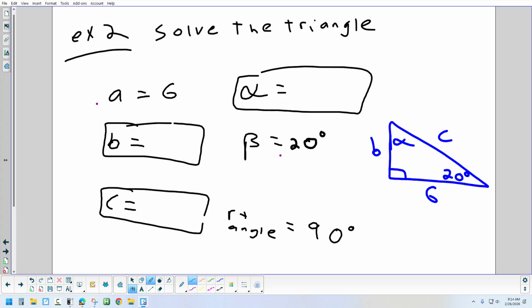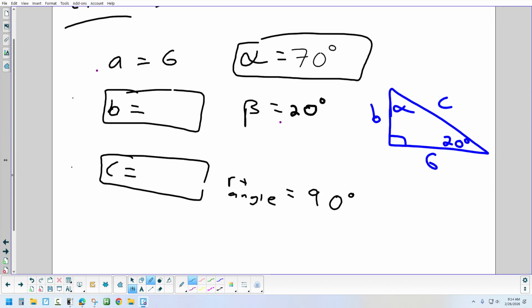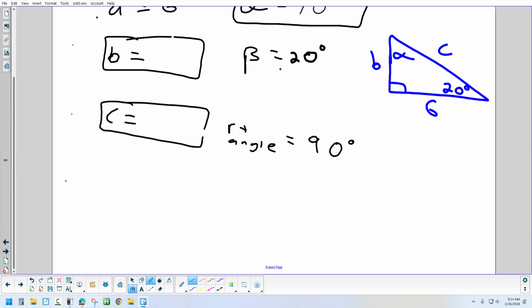Okay, so the suggestion was let's find alpha first. All right, what is alpha? 70 degrees, yeah. Because we know that alpha and beta are going to add up to 90. So 20 plus what gives you 90? 70. Okay. So we've got alpha. And which side do we want to try to do next? B or C? B? Okay.